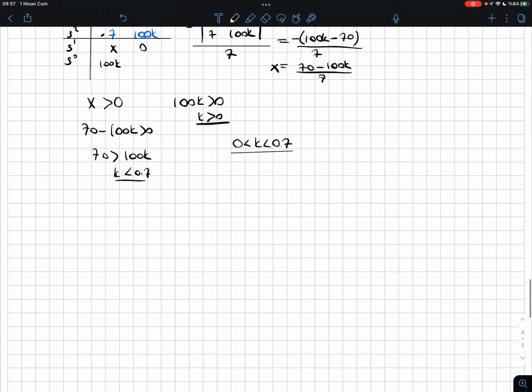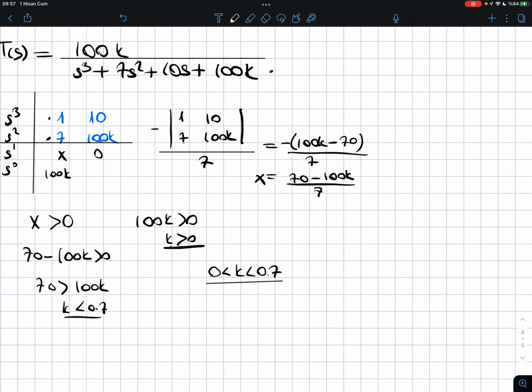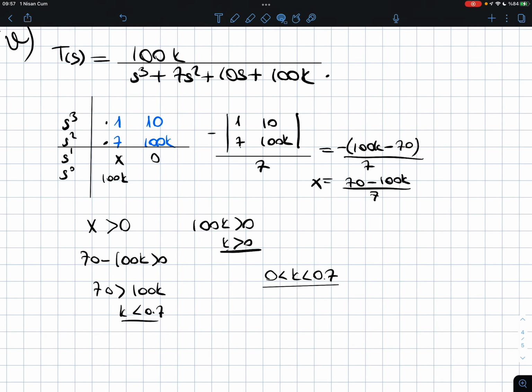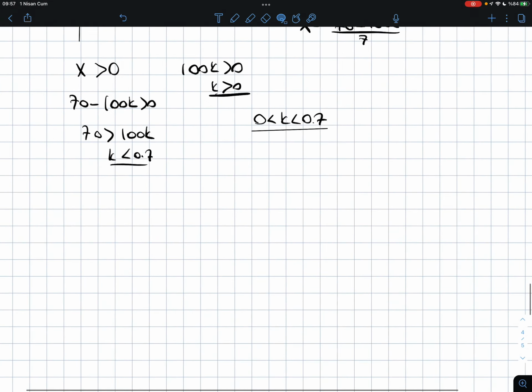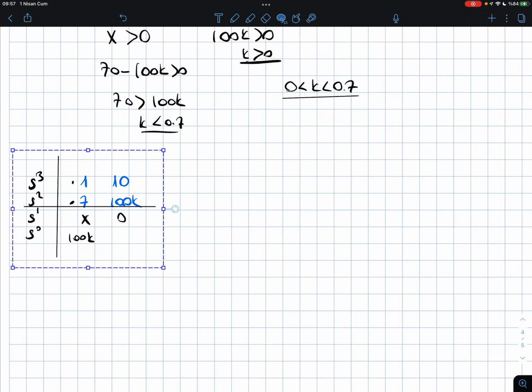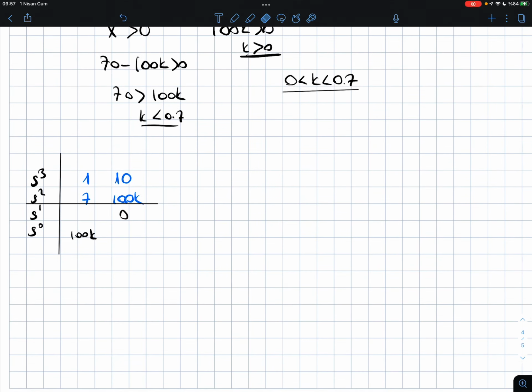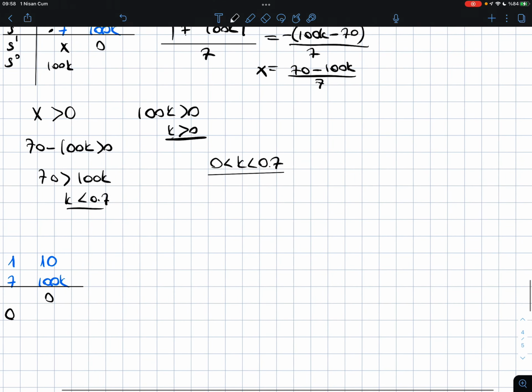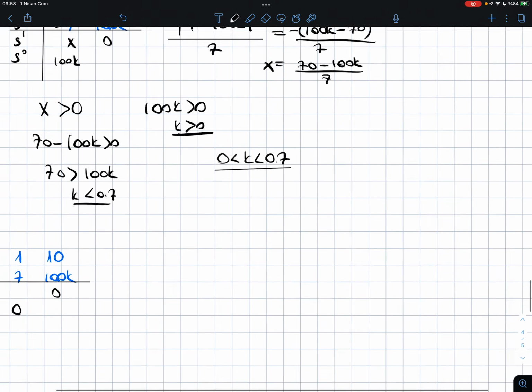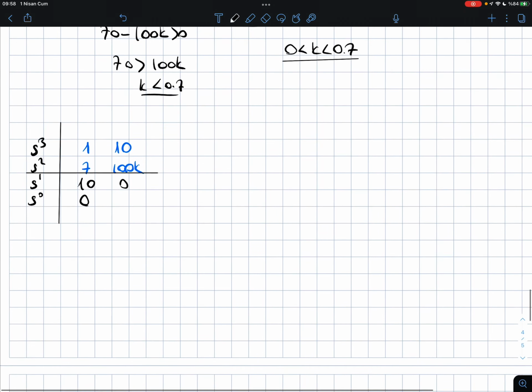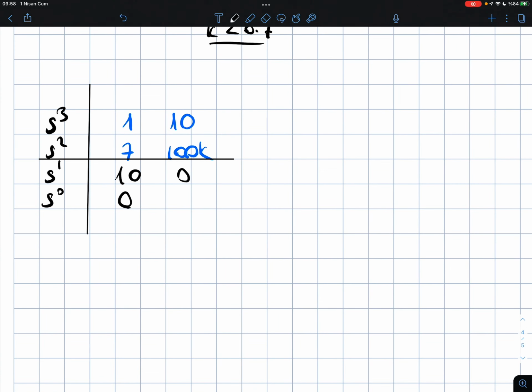So, by the way, if we choose k equals 0, it will not end up in a special root table. Let me copy this here again. So if we take k equals 0, then this term will be 0. And if I plug in k equals 0 into x here, 70 minus 100k divided by 7 would give me 10. Now, this is not a special case, but I can see that one of the poles seems to be problematic. In fact, this is basically s cubed plus 7s squared plus 10s. So I know that one of the roots is already at 0.